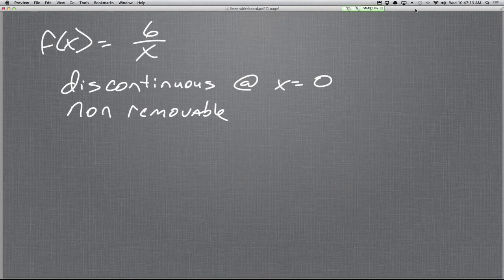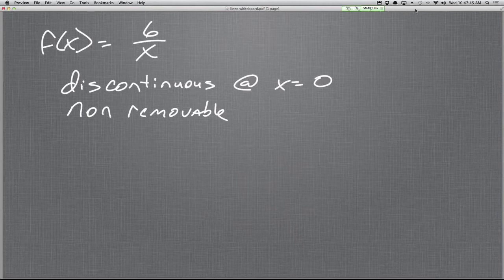Here's how you tell the difference between a hole and an asymptote. You look for what makes the denominator 0. If what makes the denominator 0 can cancel out with something in the numerator, you're dealing with a hole. If it cannot cancel out with something in the numerator, you're dealing with an asymptote. So in this case, what made the denominator 0? Plugging 0 in for x. x does not cancel with anything in the numerator, therefore I'm dealing with an asymptote.